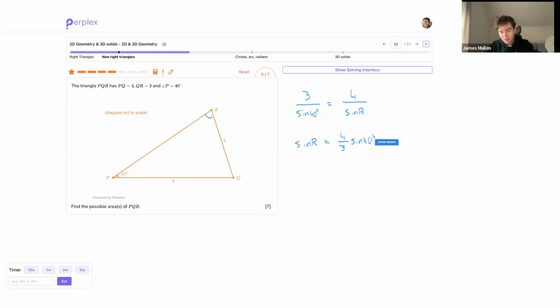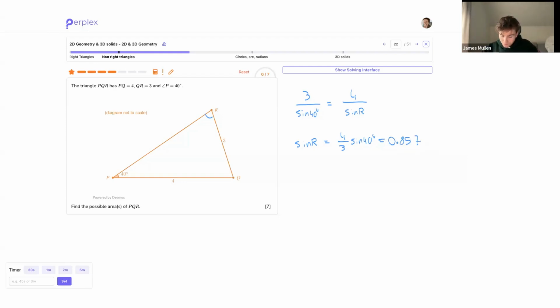And I'm going to type that into my calculator. 4 over 3 times sine of 30. Why did I say sine of 30? Sine of 40. 4 divided by 3 times sine of 40 is, and it is the same as what we got a second ago, 0.857.